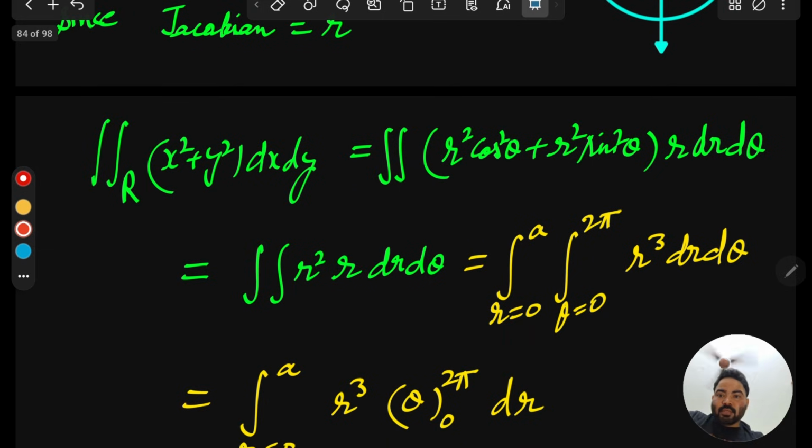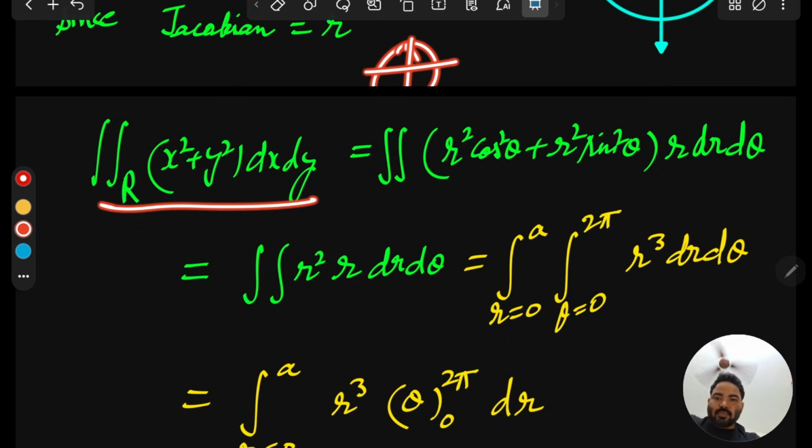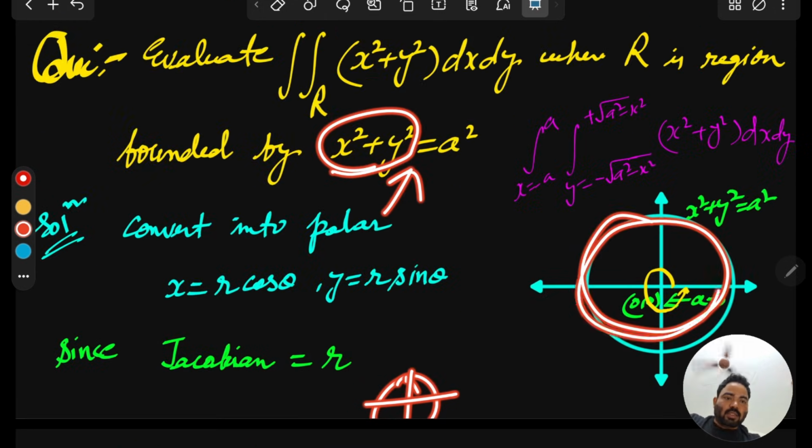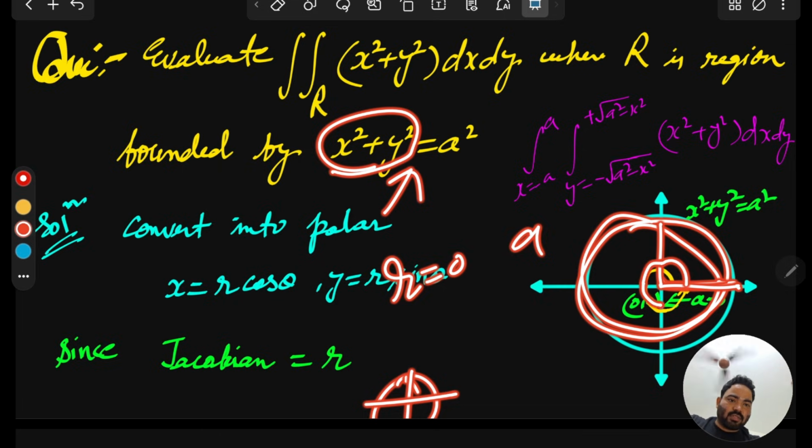See, our original question was this, and our region was this circle. If you put x equal to r cos theta, y equal to r sin theta, then x square plus y square becomes r square. Dx dy you can put as r dr d theta, and you have to integrate over the whole circle. You know the radius is 0 to a, so r is moving 0 to a. And how is theta moving? Theta is 0 to 90, after that 180, after that 270, after that 360. So the whole circle will be covered if theta moves 0 to 2 pi. 2 pi means 360.